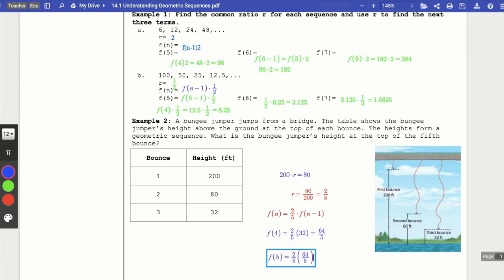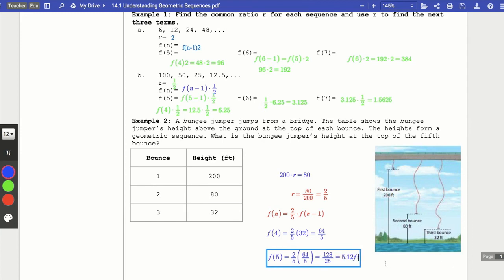So when I do that, I get 2 times 64, which is 128 over 25. And because we're talking about height, I'm going to go ahead and reduce that. So it's about 5.12 feet.